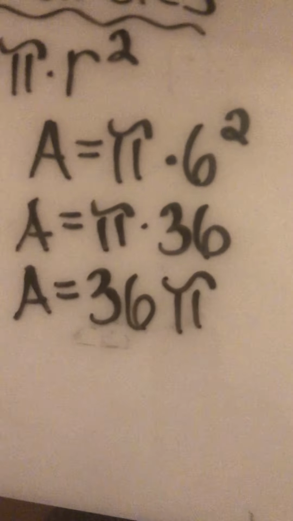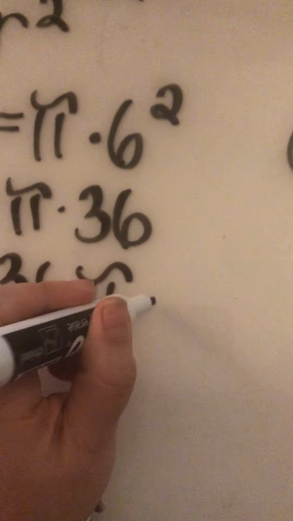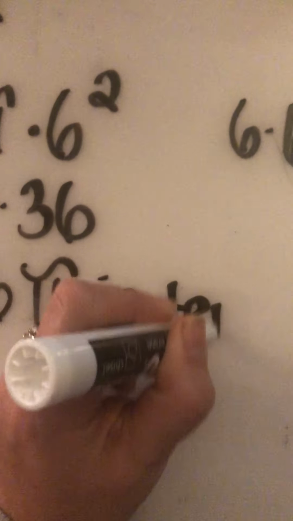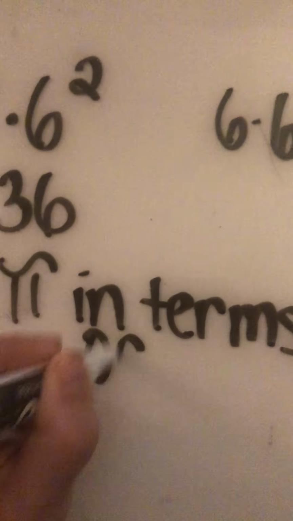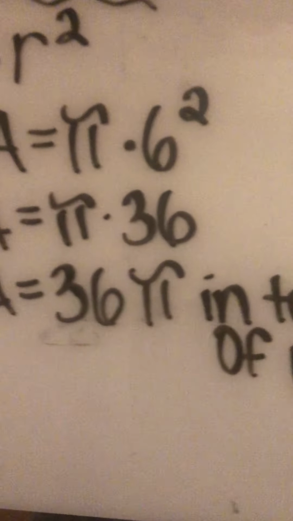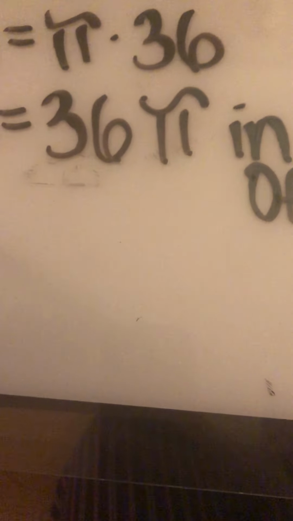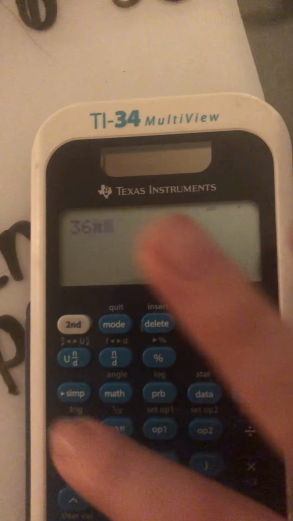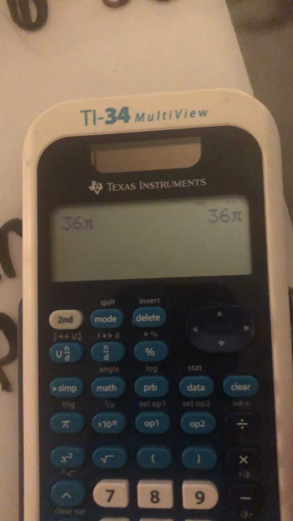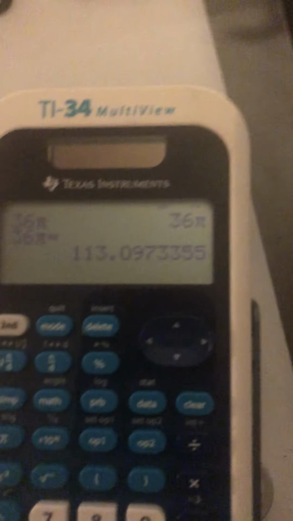And now remember, this answer would be our final answer if they asked for it in terms of pi. But we are not going to find it in terms of pi because in the we do, it asks us to round to the nearest tenth. So we're going to take this answer, A equals 36 pi. I'm going to plug it into my calculator. Again, you can use the calculator link I sent you on the stream. If you just scroll down, you should see it there.